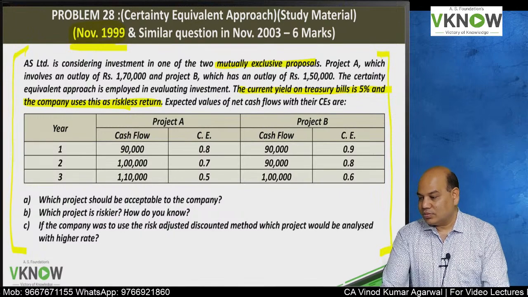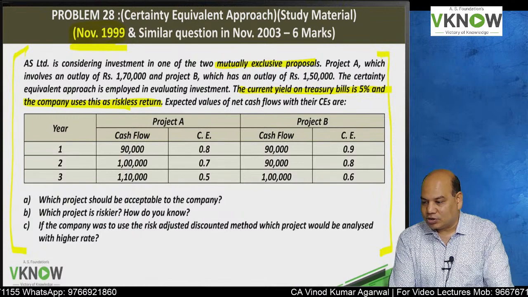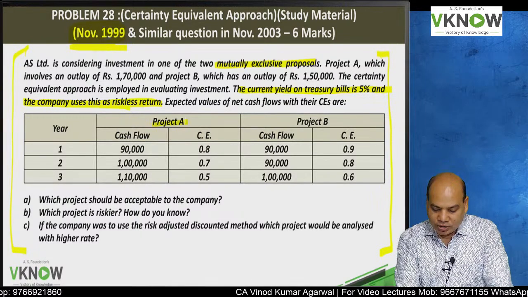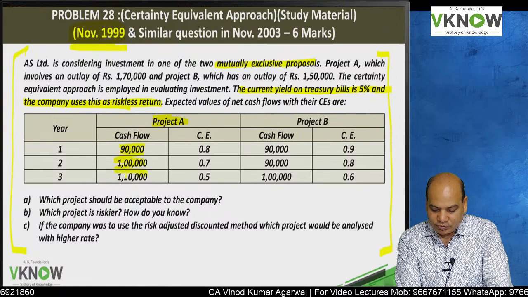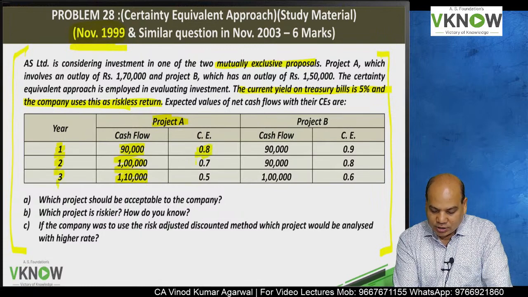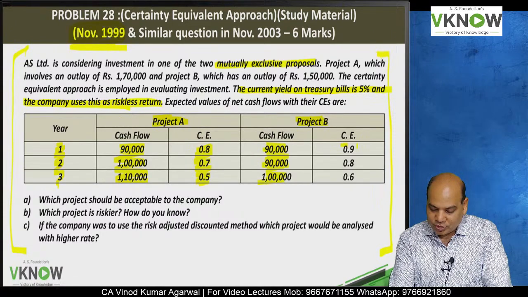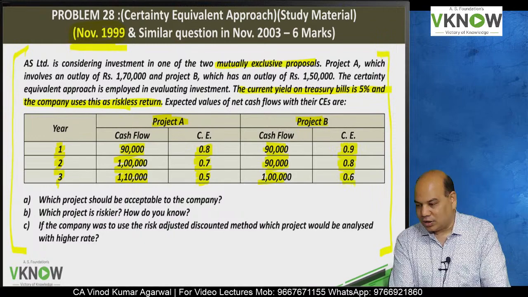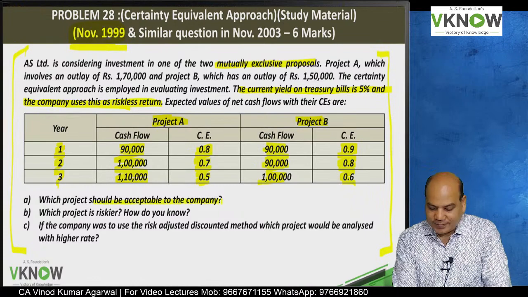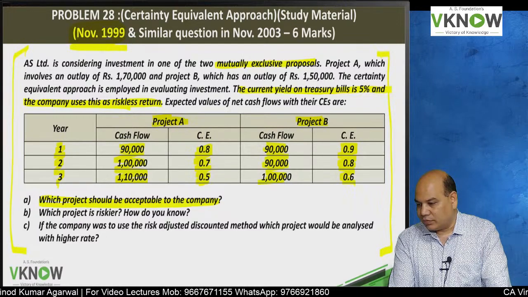5% is given to be used as discount rate. Expected value of the net cash flow with their certainty equivalent are: Project A, these are the expected cash flow over the next 3 years, and this is the certainty equivalent. For Project B, these are the cash flows and these are their certainty equivalent. Which project should be acceptable to the company? The answer will be on NPV. The one which has higher NPV will be selected.